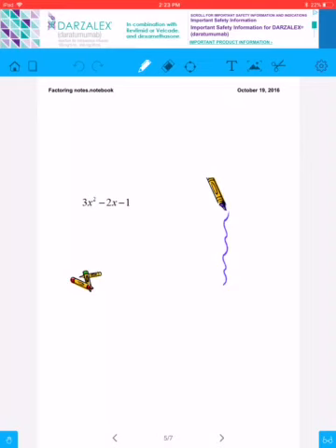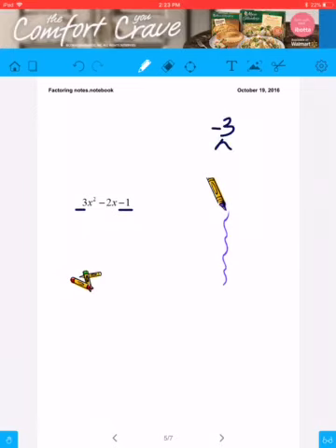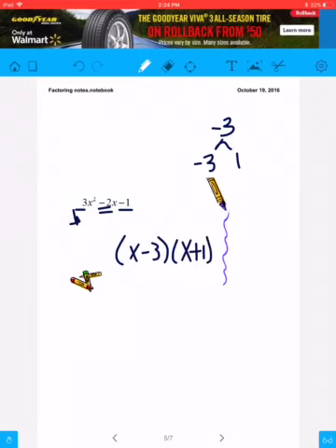So here I have 3x squared minus 2x minus 1. So I have to do 3 times negative 1, which is negative 3. And I need factors of negative 3 that add up to negative 2. So that's going to be negative 3 and positive 1. So I can write out my factors as x minus 3, x plus 1, but then I have to go through my next step of plugging in A.